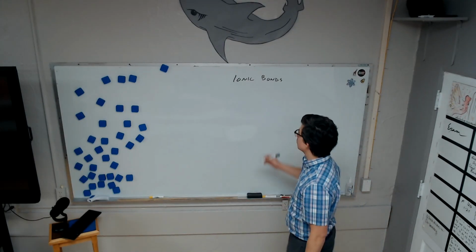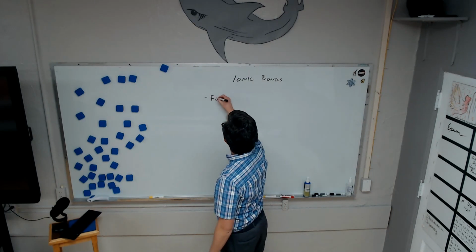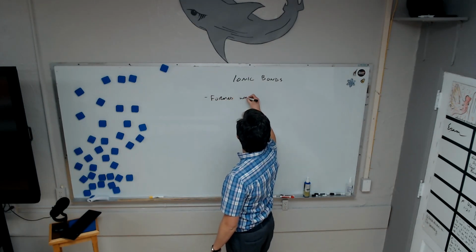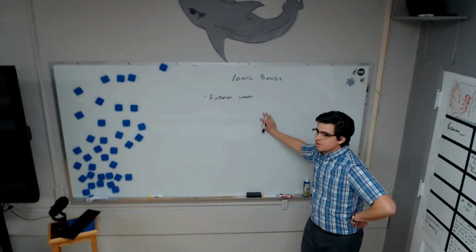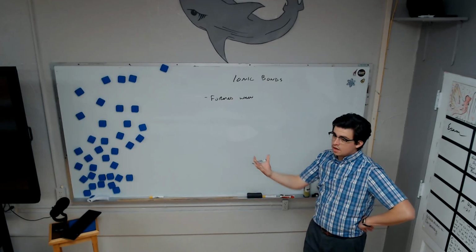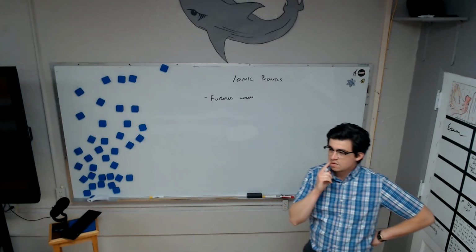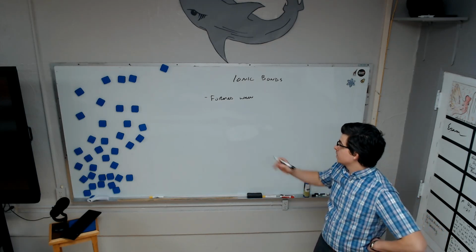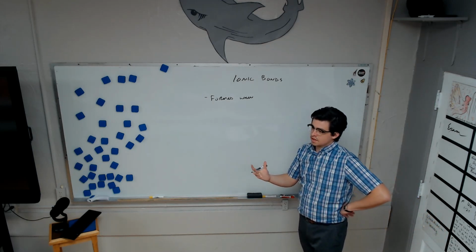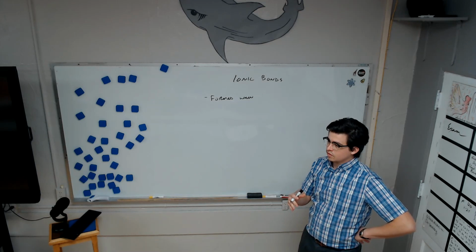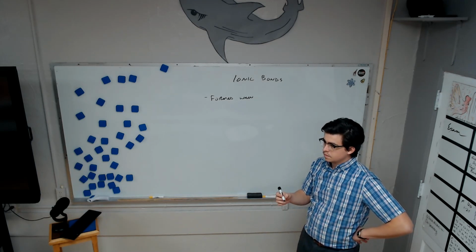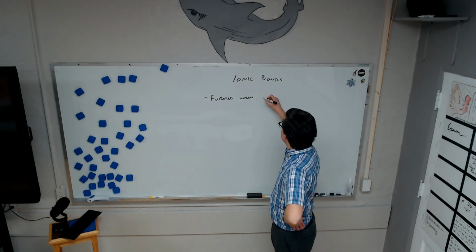So ionic bonds are formed when... what happens? When something's attracted. A bond is an attraction between atoms. There are lots of different kinds of chemical bonds, but we're going to talk about two at first. A positive ion and a negative ion are attracted to each other? Good. I'm going to put exactly that.